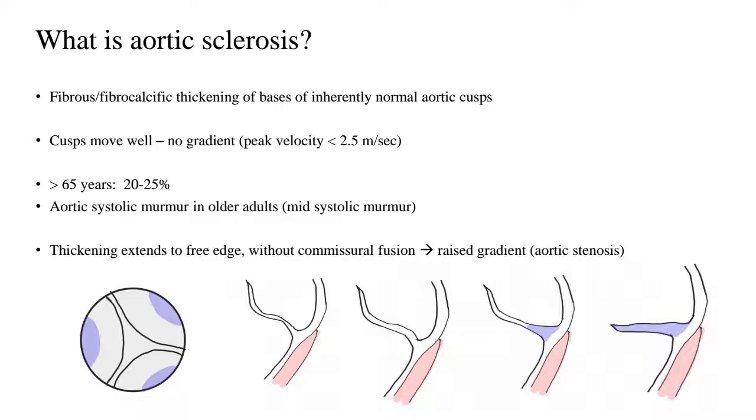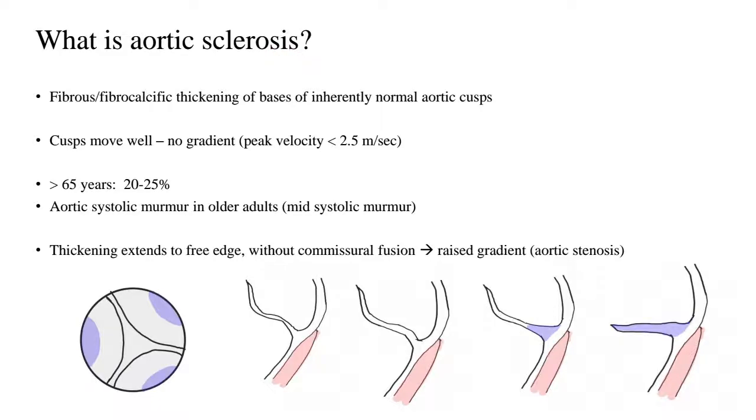So in contrast to aortic stenosis, what is aortic sclerosis? Now, aortic sclerosis is more common than you could imagine. It is seen very commonly in older adults, that is more than 65 years of age. Almost 20 to 25% of this population has aortic sclerosis.